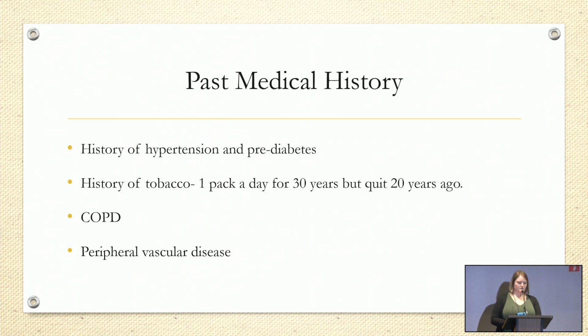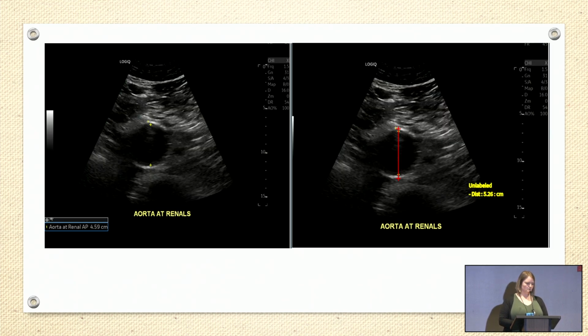Past medical history: hypertension and prediabetes, a history of tobacco use, 1 pack a day for 30 years, but quit 20 years ago, COPD, and peripheral vascular disease. So the patient came to our lab.